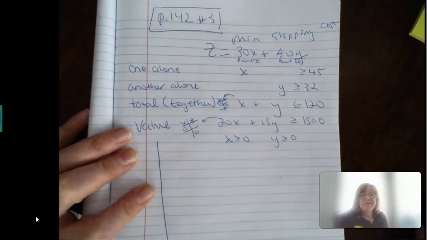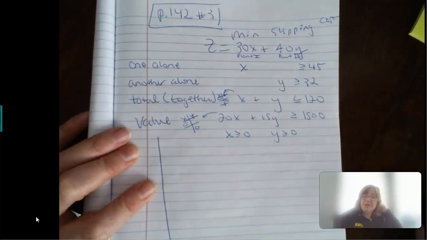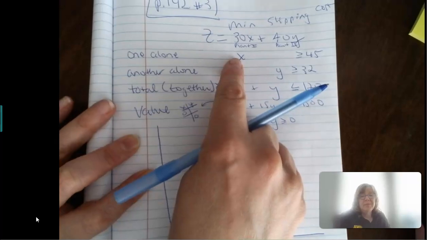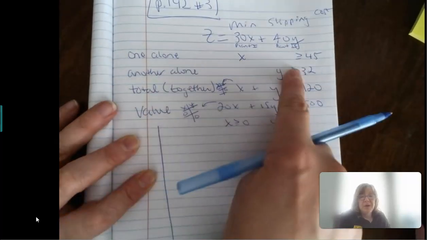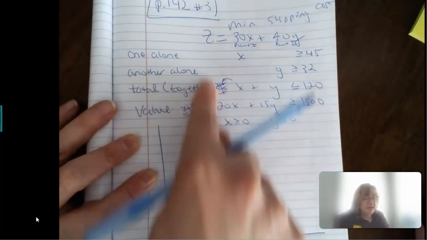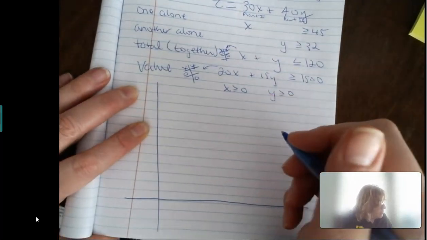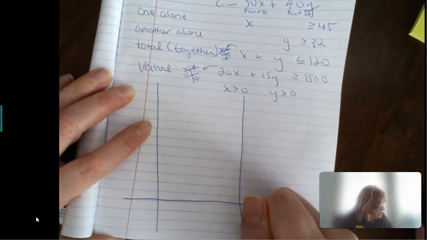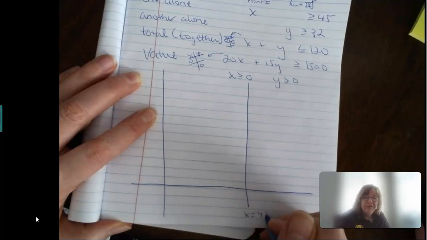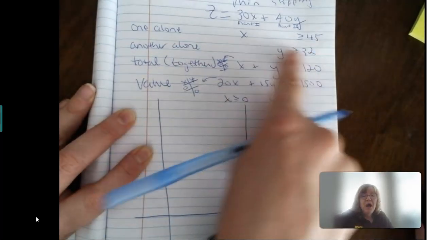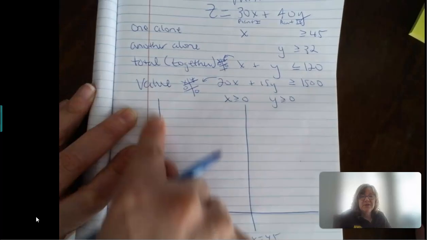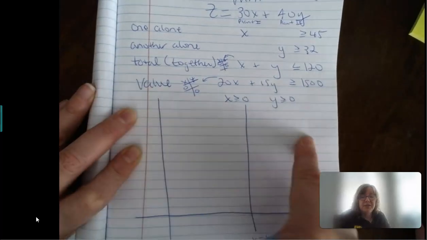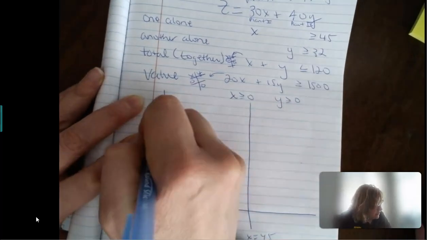Okay, here's a continuation of the shipping cost one. Remember the x-axis goes this way. When x is 45, that is a vertical line, so I'm going to go vertically, basically x equals 45. The y-axis goes up and down, so y is stuck at 32. That's going to be horizontal.